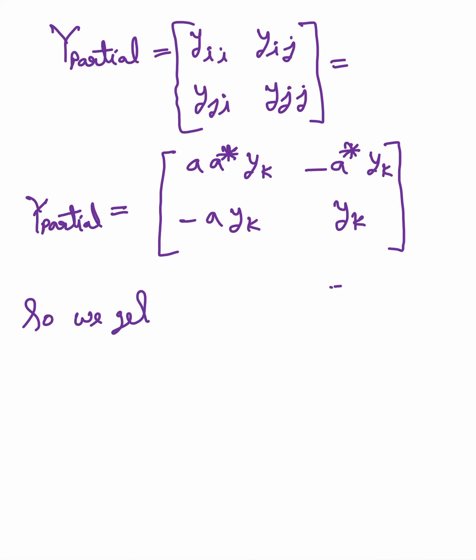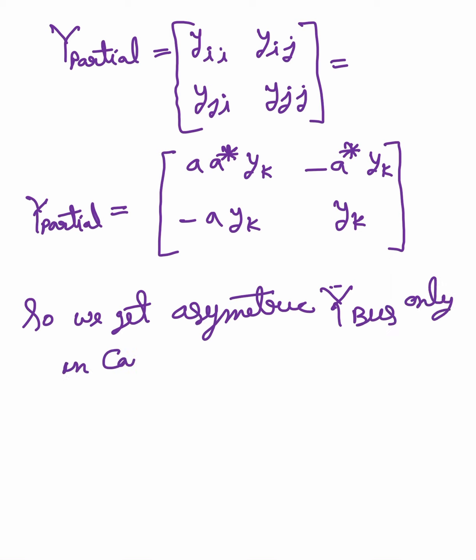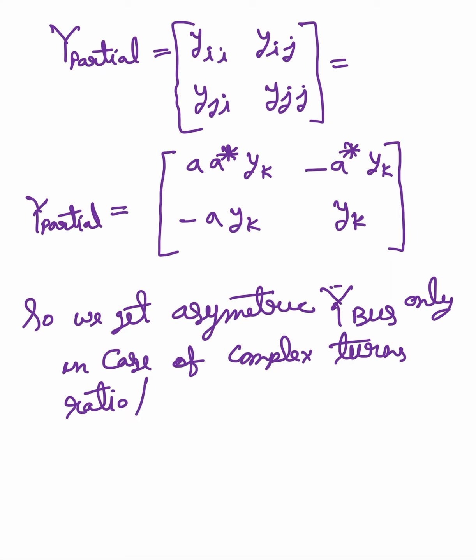So we get the asymmetric Y bus only in case of complex turns ratio or tap ratio. So this is the basic, and that is the modeling of transformer and Y bus formation.